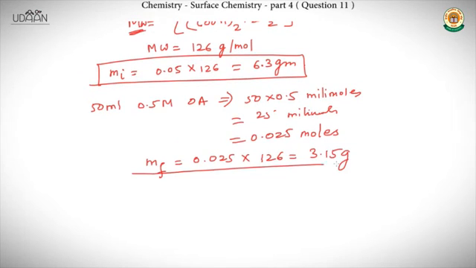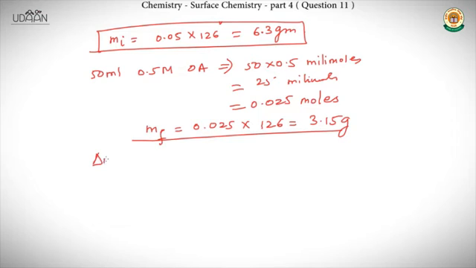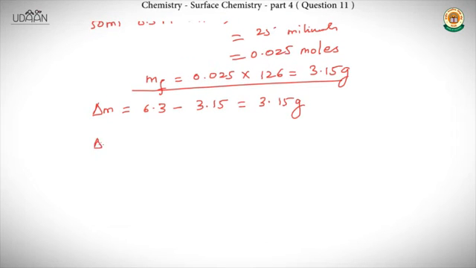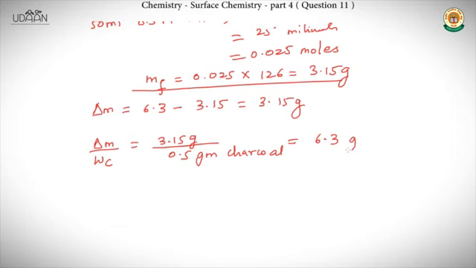So now I know the initial and the final masses. The change in mass of oxalic acid is 6.3 minus 3.15 grams, which is 3.15 grams. I need to find the amount of oxalic acid adsorbed per unit weight of carbon. So it is 3.15 grams upon 0.5 grams charcoal. If we calculate this, it will come out to be 6.3 grams of oxalic acid per gram of charcoal. So by this we end this question.